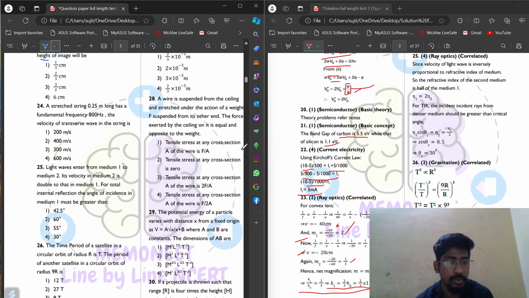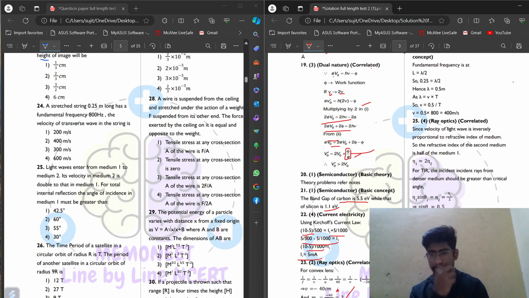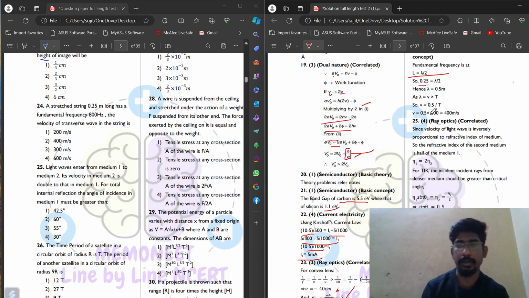A straight string is 0.25 meter long and has a fundamental frequency of 800 hertz. The velocity of the transverse wave in the string is? Question number 24. The fundamental mode is given by L equals lambda by 2, where L, the length of the string, is 0.25, and the fundamental frequency is 800. And you know that frequency n equals 1 by T, where T is the time period.